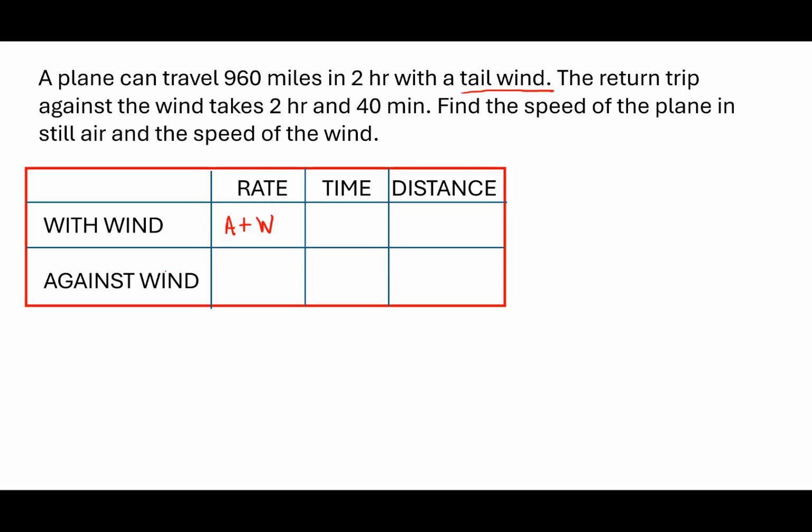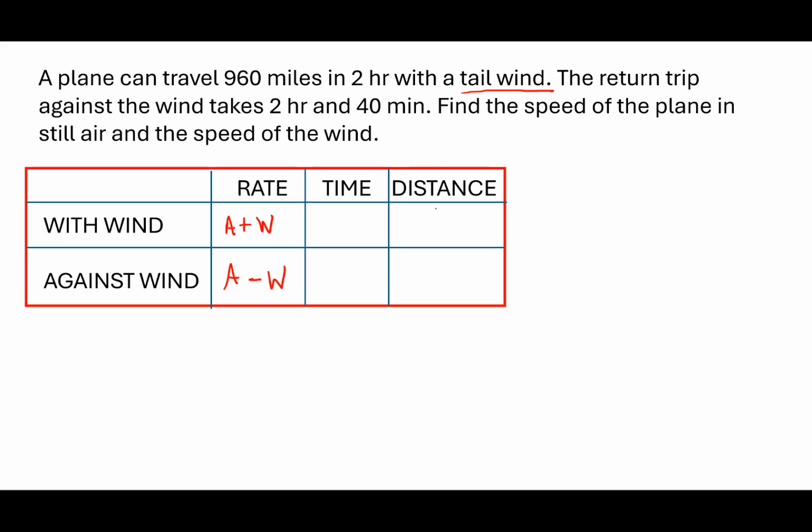When you're flying against the wind, you have the rate of the airplane minus the rate of the wind for your rate. So when it says find the speed of the plane in still air, that means A, find the rate of the plane if the wind wasn't blowing. And when it says find the speed of the wind, that's W.